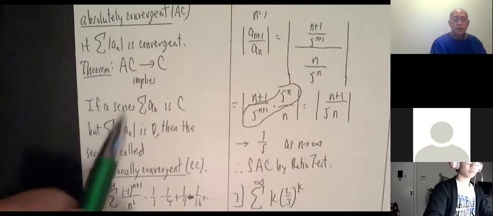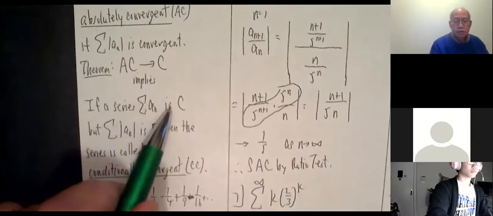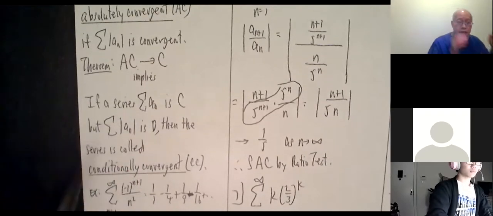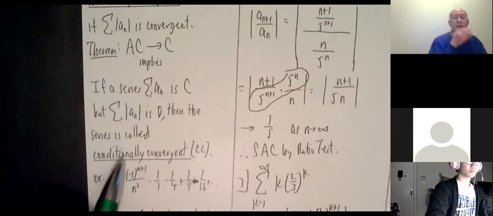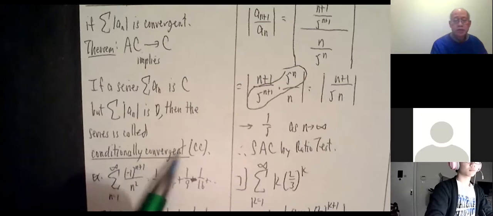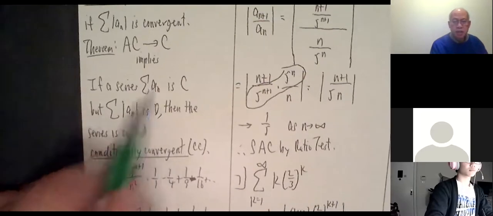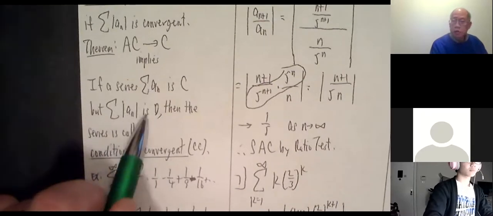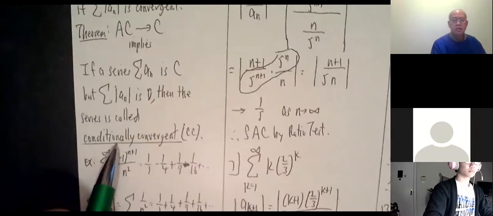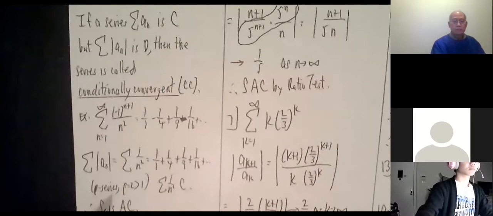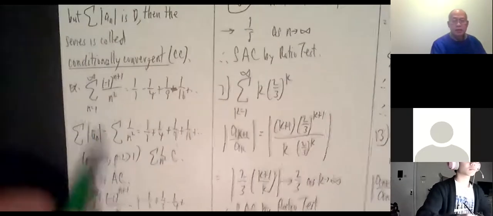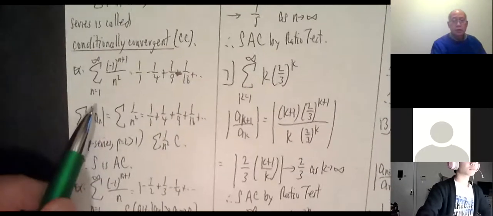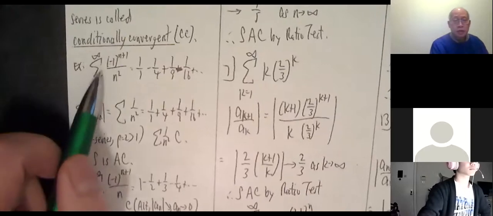And a definition: if a series is convergent, but the summation of the absolute value of a sub n is divergent, then the series is called conditionally convergent, CC. It converges, but if I take the absolute value of all the terms, all of a sudden it doesn't converge. So that's called conditionally convergent. And these were the examples. I just rehashed what the book went over.